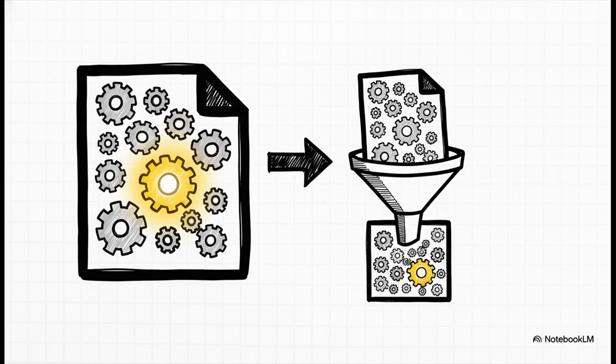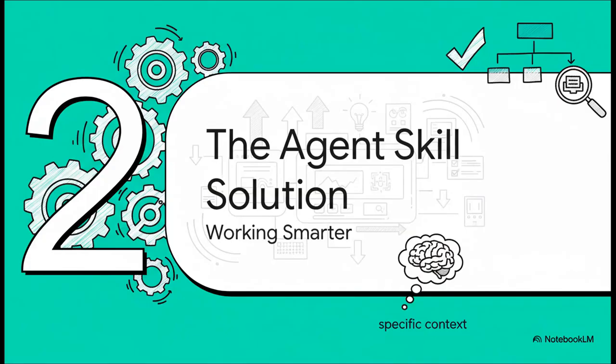And this is where agent skills make their grand entrance. They are just such an elegant solution. They let the agent pull the exact context it needs at the exact moment it needs it with zero waste. It's all about working smarter, not harder.